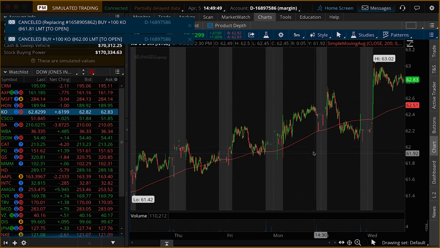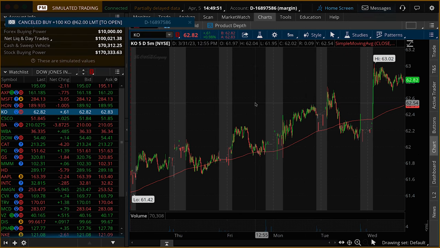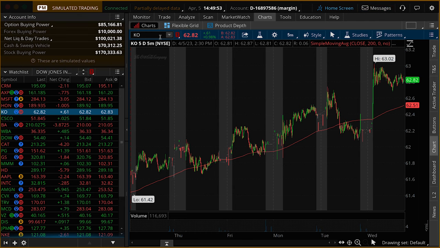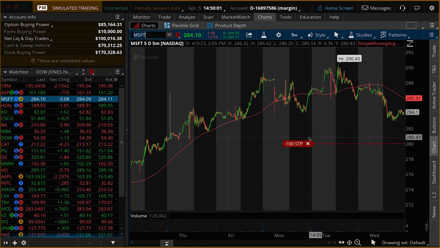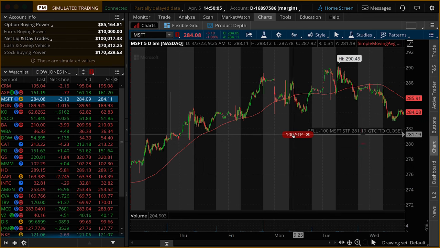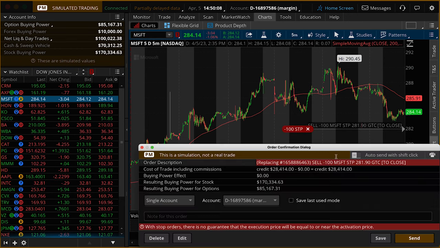Now let's actually look at an example from what we had earlier. We had a stop order working on Microsoft. And guess what? When I pull it up on this chart, you can see I can actually visually see where my working stop order is. I can cancel it or even adjust it, same way as we were doing with the limit order.